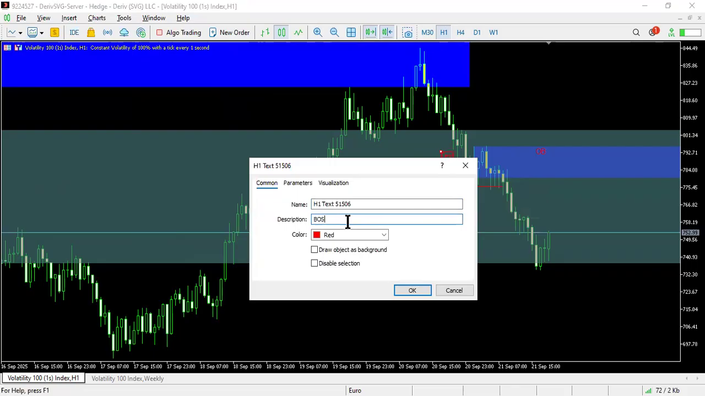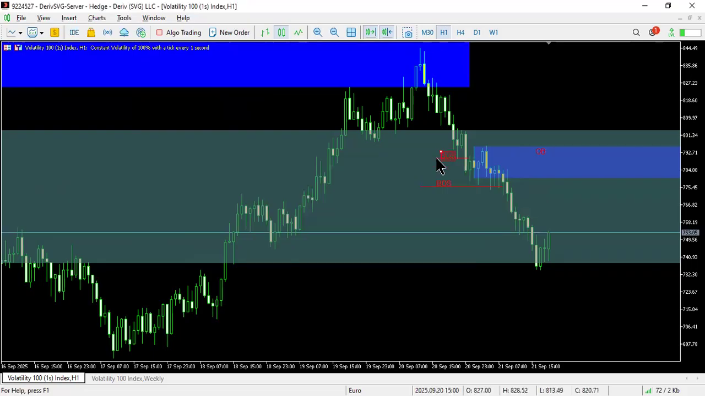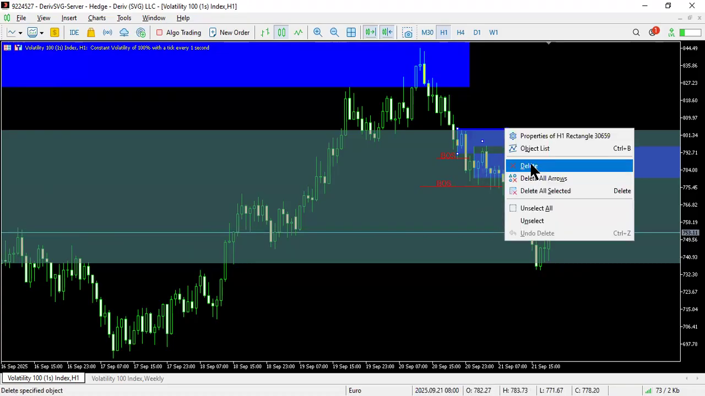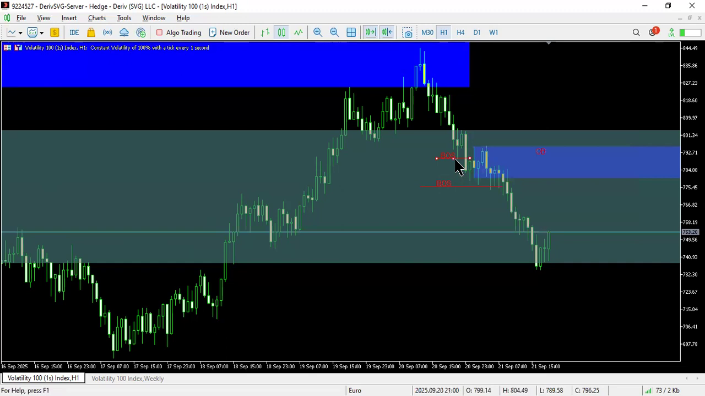That is a break of structure. And then the order block which caused that break of structure is that one where price went to mitigate. So price broke structure and then it went to tap in that order block. That is the one that dished out this move.